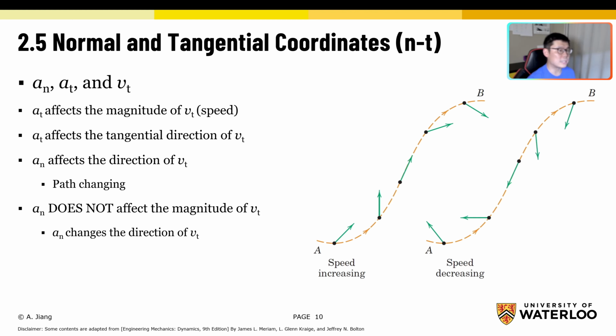As that being said, please take a moment to clearly distinguish these three variables: an, at, and vt. at affects the magnitude of vt, and at also affects the tangential direction of vt. an, on the other hand, only affects the direction of vt and does not affect the magnitude of vt. It only changes the direction.